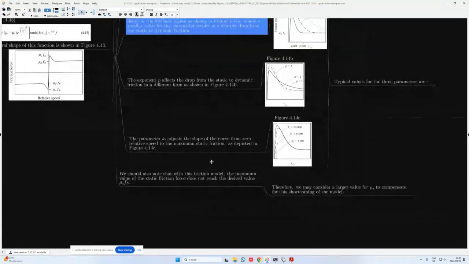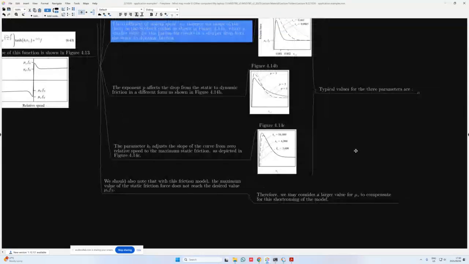And we should also note that with this friction model, the maximum value of the static friction force does not reach the desired value of mu_s F_n. So therefore, we may consider a larger value for mu_s to compensate for this shortcoming of the model.